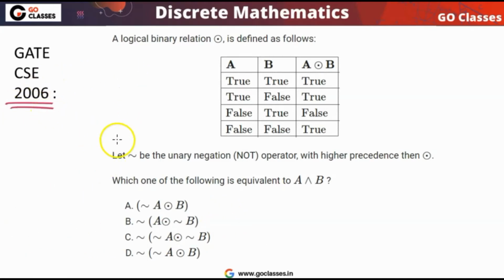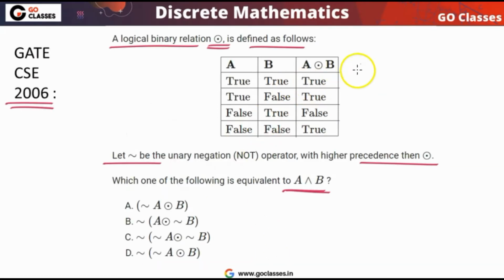Let's solve this GATE 2006 question. A logical binary relation is defined as follows, and this is unary negation. This is the negation operator, and it says that negation has higher precedence than this operation, a new operation they have defined. Which of the following is equivalent to A and B?